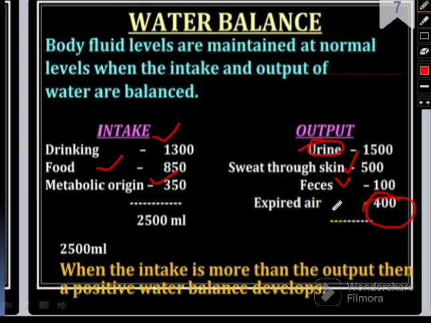Water balance refers to when water intake is equal to water output. So when intake is equal to output, the body is in a state of water balance. Alright? Intake must be equal to output. The water is balanced. There are two main kinds of water balance.